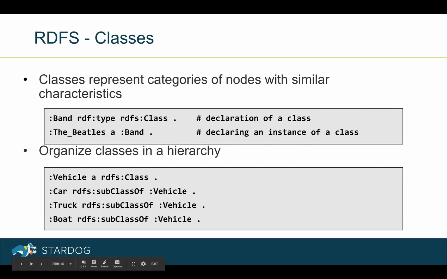Classes are organized into a hierarchy via the RDFS subclass of predicate. So for example, if I define vehicle as a class, I can then specify car, truck, and boat as subclasses of it. This is incredibly beneficial because I can declare something in my data to be of type car, and because this definition exists, it will also be inferred to have type vehicle without me having to explicitly say that.